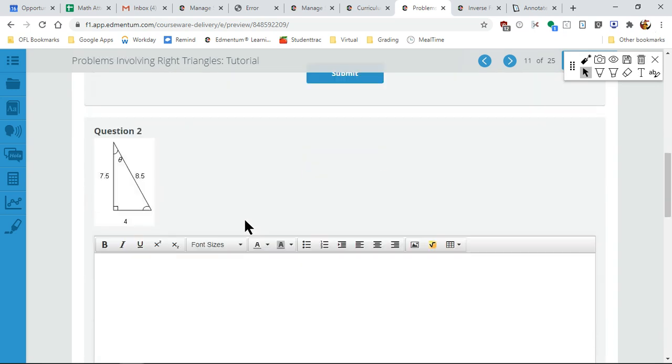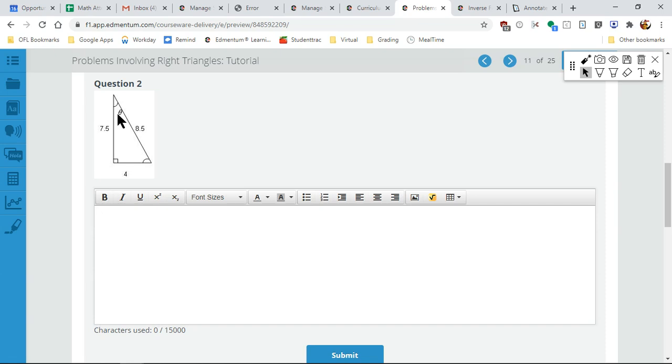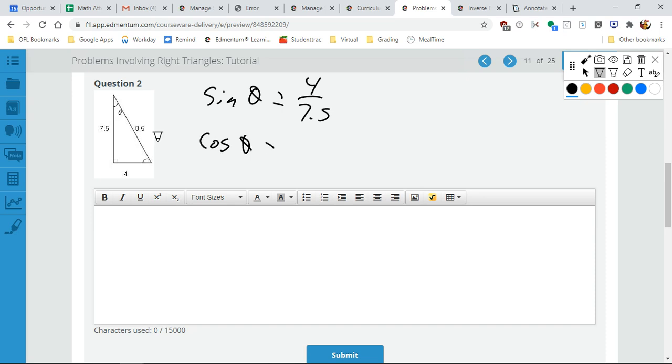All right, and the next one. So now they want us to do it again, but now our theta's up there. So if we do our sine theta, our opposite is 4 over 7.5. Our cosine theta is our adjacent. One easy way that I've seen other people do it is they identify it. If this is our theta, this is A, our opposite would be here, and our hypotenuse would be here. It makes it easier when you're thinking SOHCAHTOA.